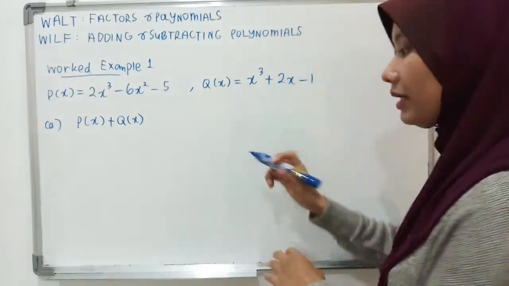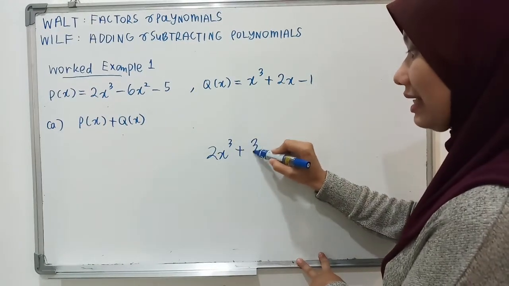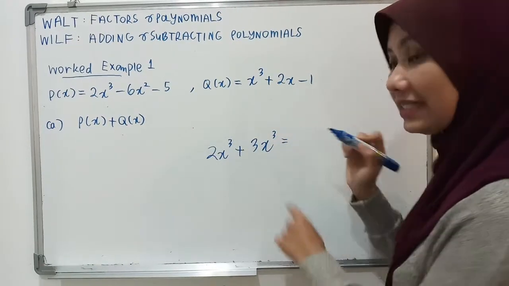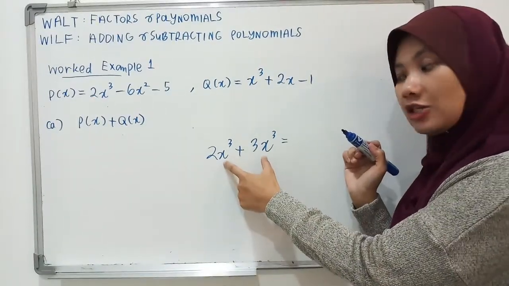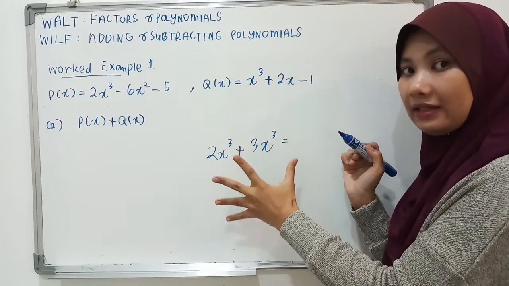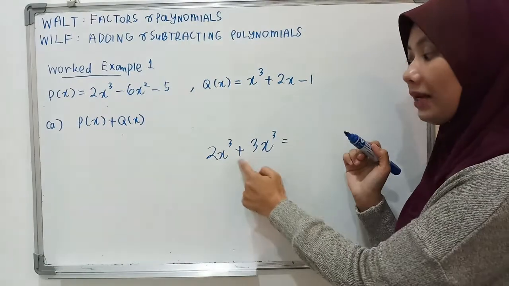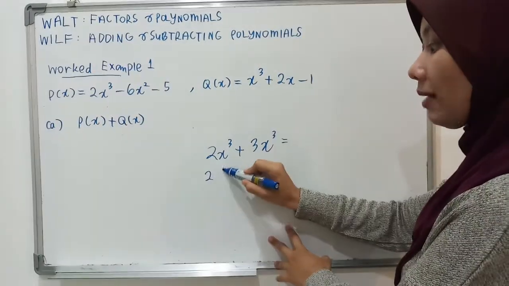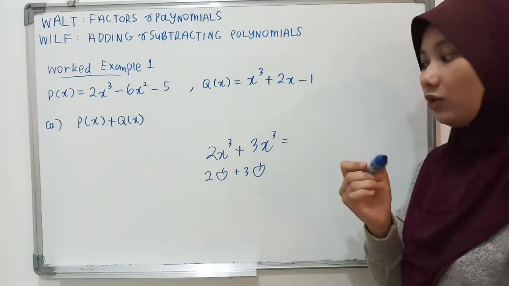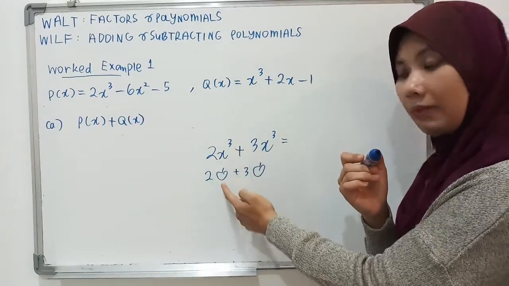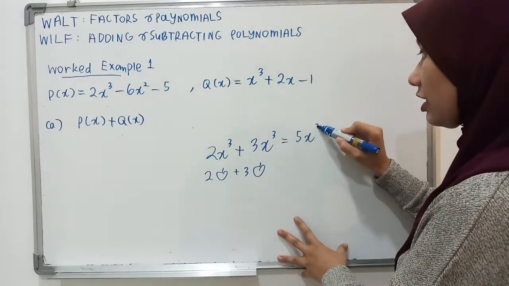For example, if you have 2x cubed plus 3x cubed, since we have the same power for the two terms, you can simply add the constants. So 2 plus 3. It's just like 2 apples plus 3 apples. You can denote your x cubed by apple. So that is just 5x cubed.